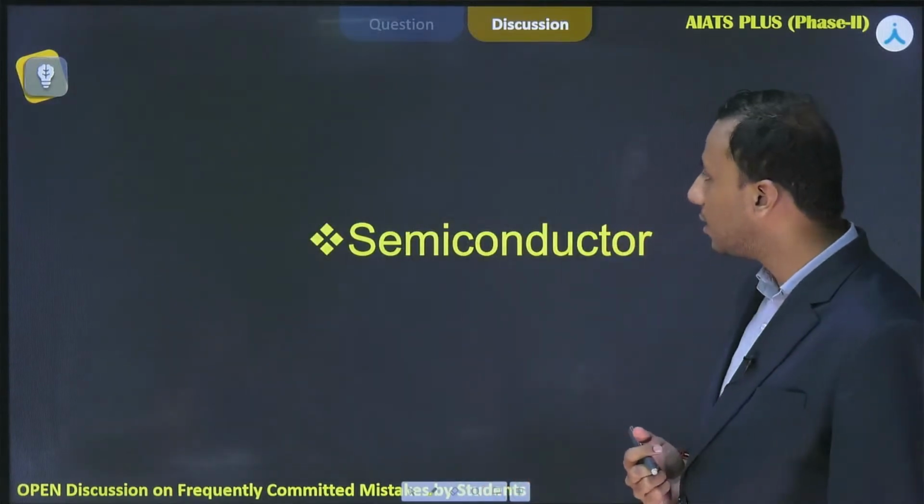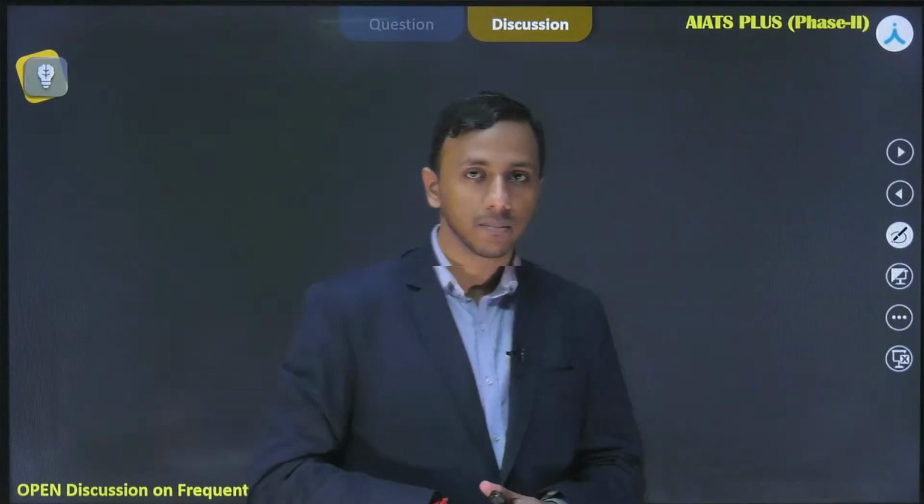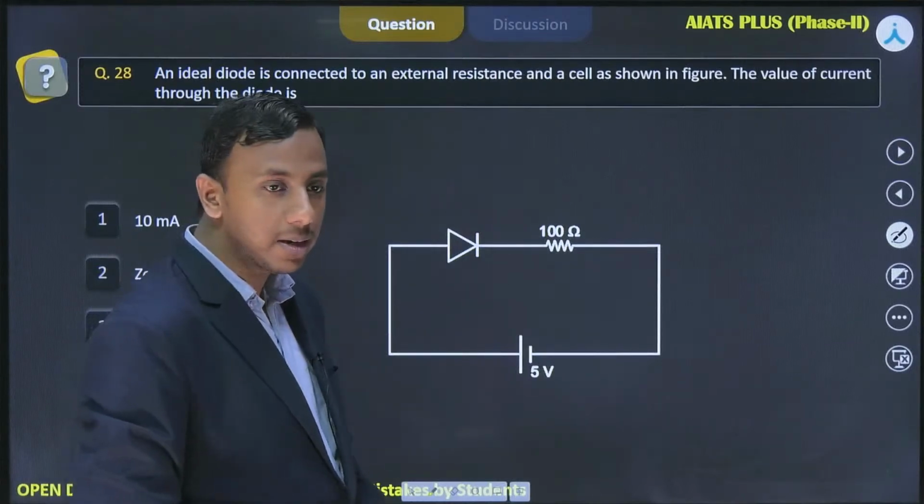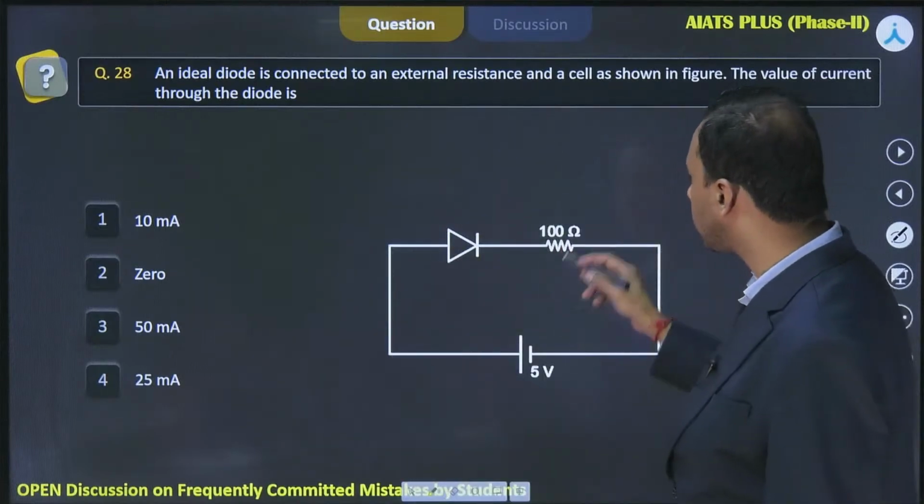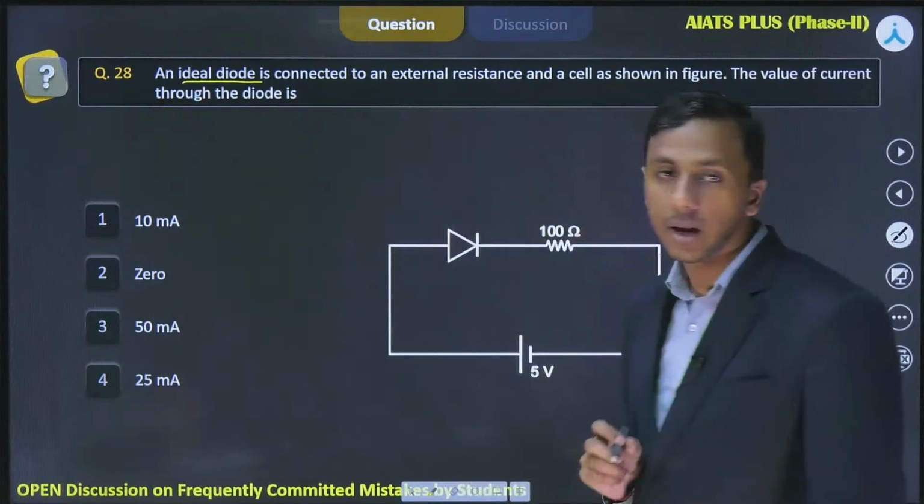All right, very well. Moving to the last topic of the day, semiconductors. It's an interesting topic, right? See the question. An ideal diode is connected to an external resistance, right? This is the external resistance, and they have already said ideal diode.